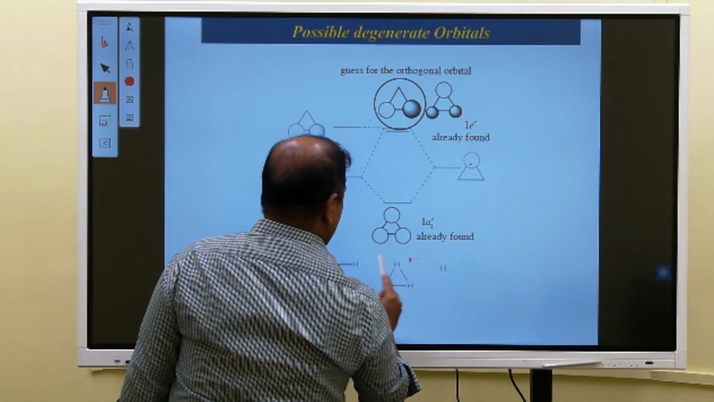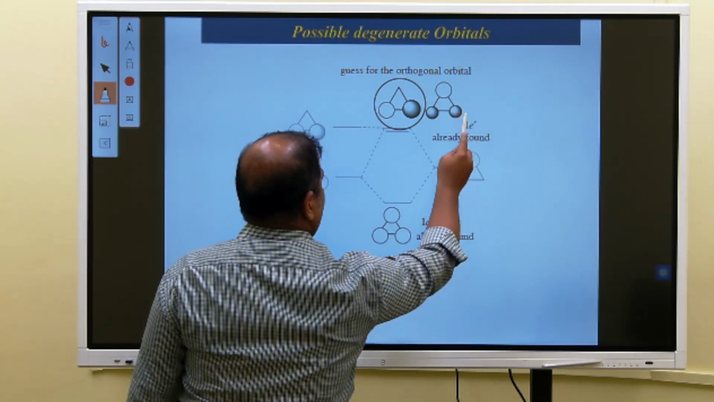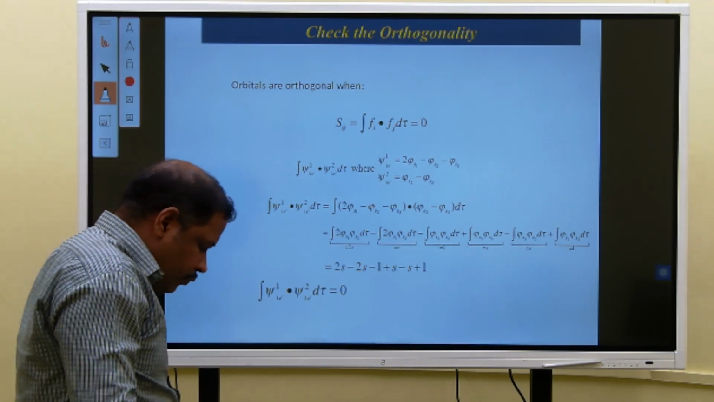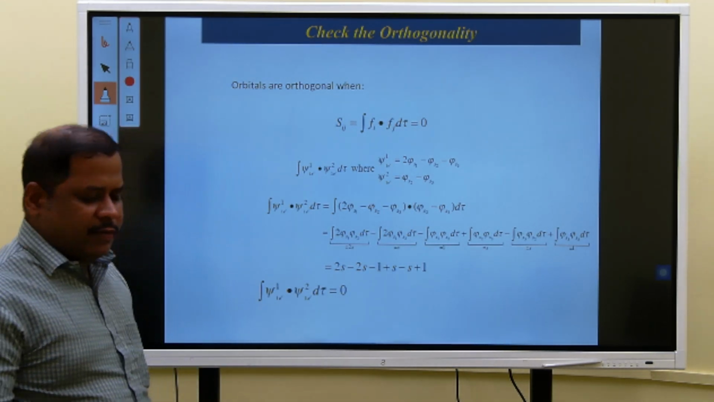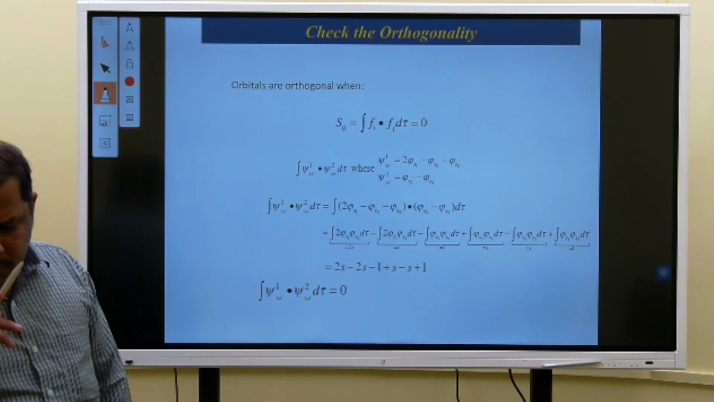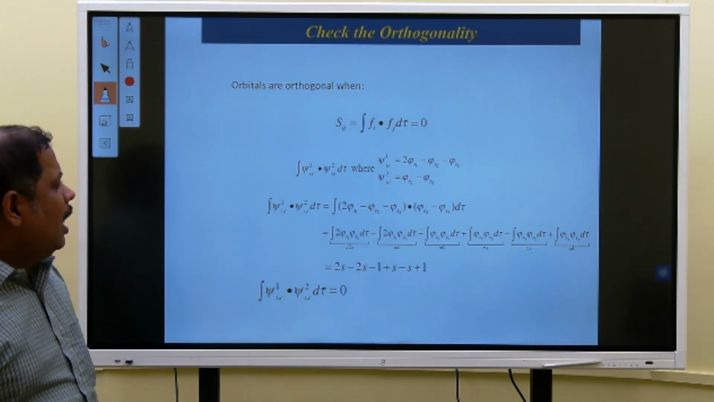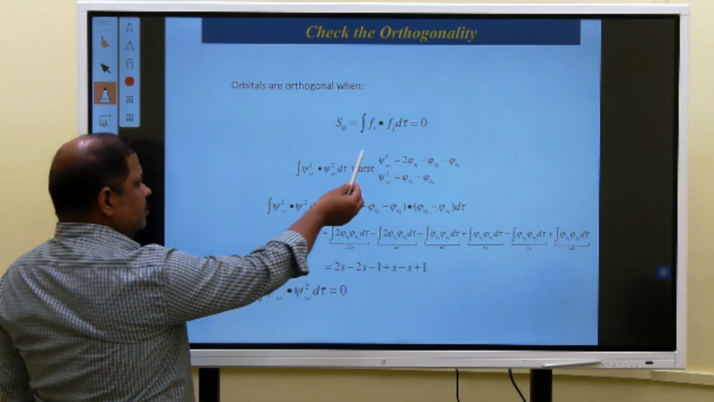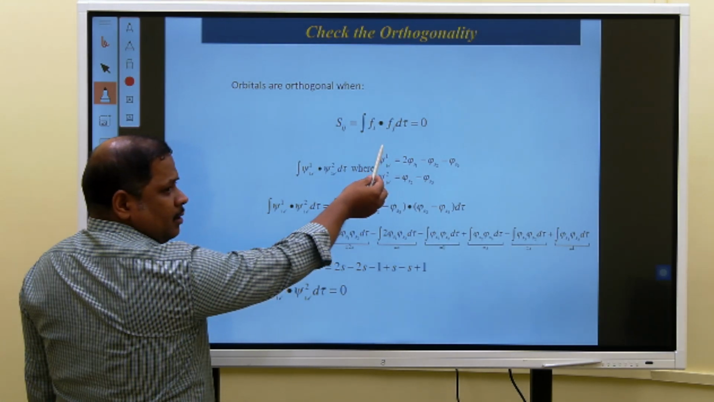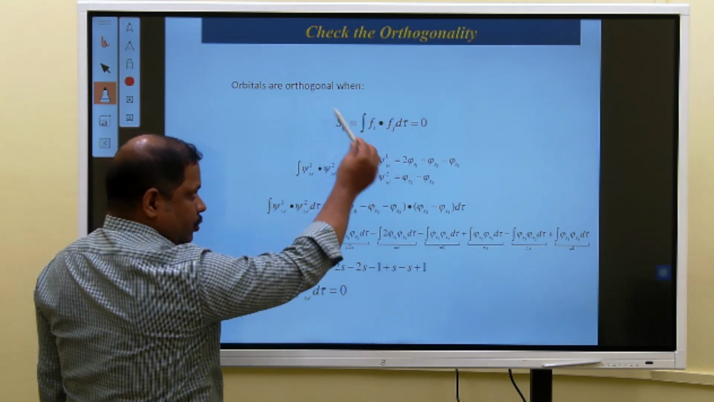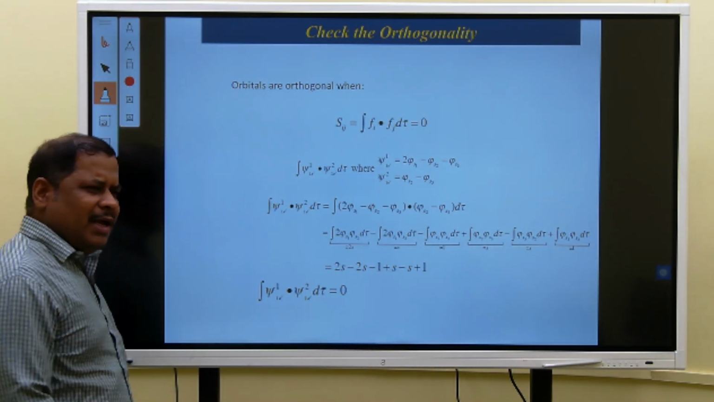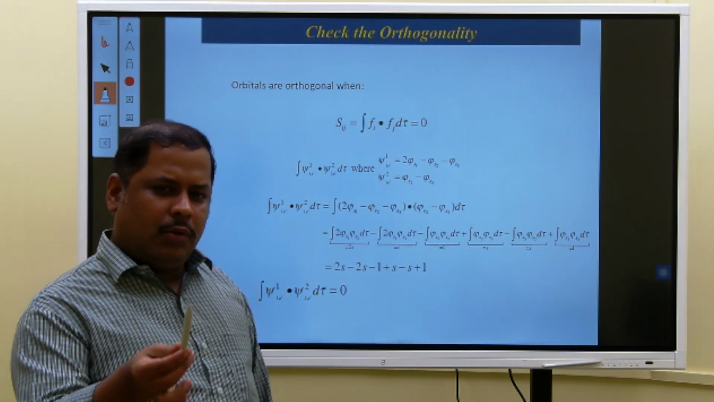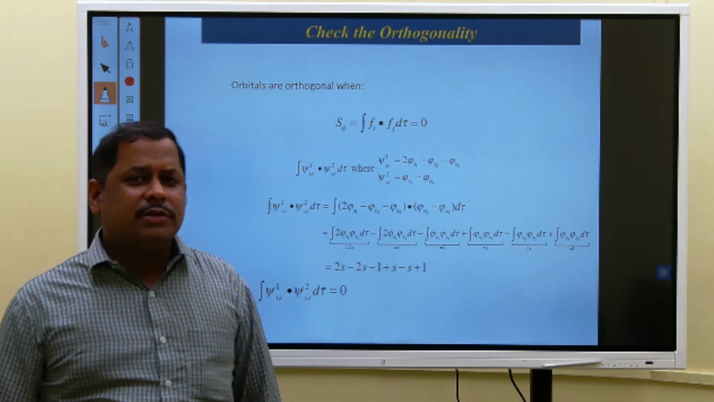In what way can we solve for the second equation? To find the second equation of E1 prime, always remember both equations should be orthogonal. So the orthogonality rule is that the integral of function i times function j d tau should be 0. In simple language, if you operate on both equations, the result should be 0.